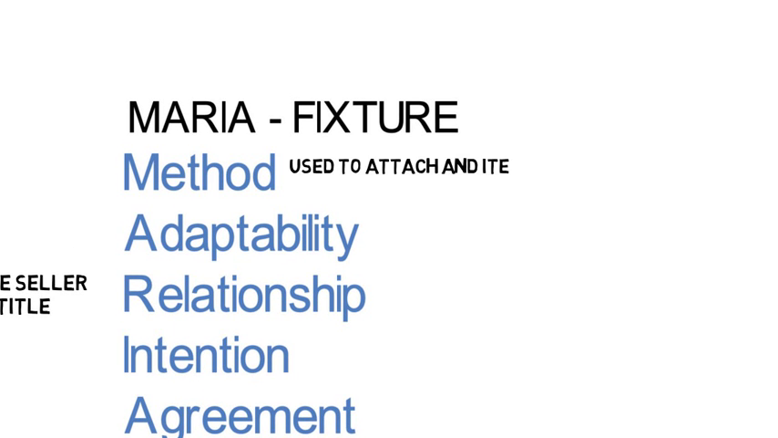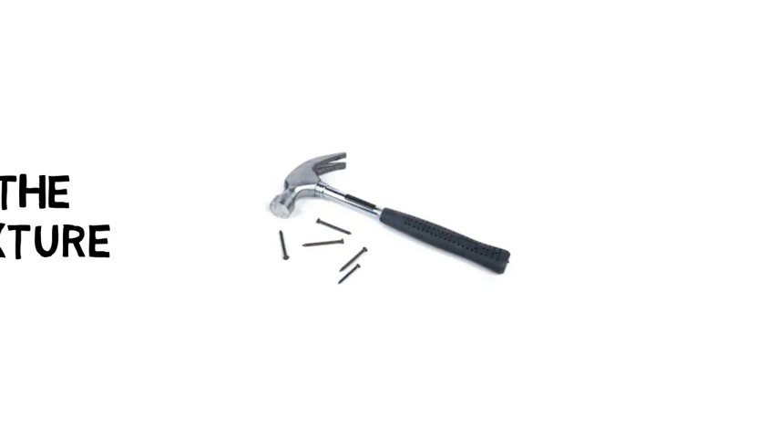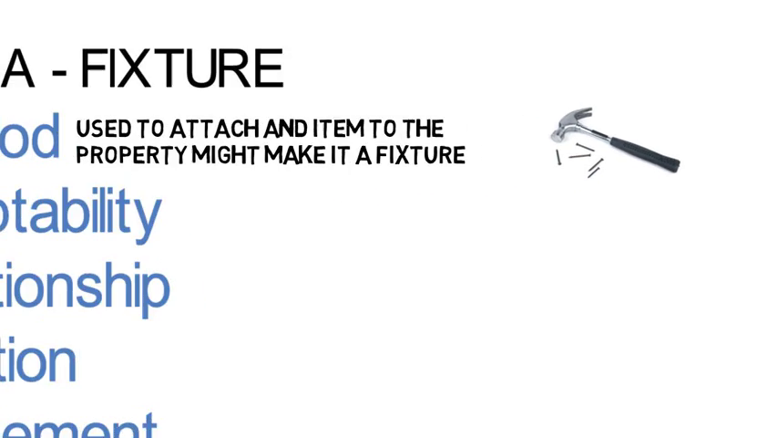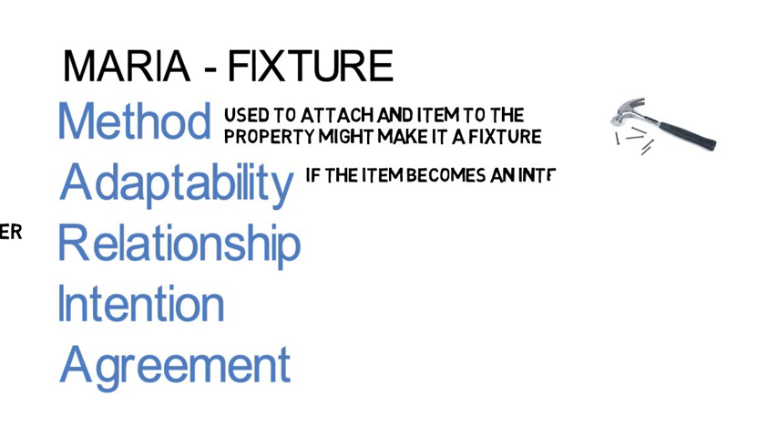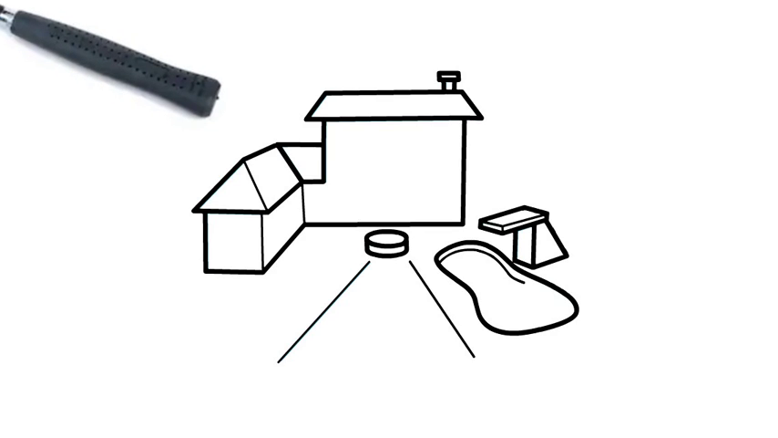The method used to attach an item to the property might make it a fixture. For example, if something was put in the wall with a hammer and nail. Adaptability means that if the item becomes an integral part of the home, it cannot be removed. For example, a pool cover is a fixture because that cover goes to the pool on the property.